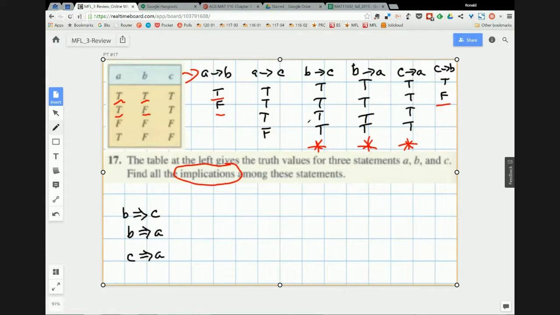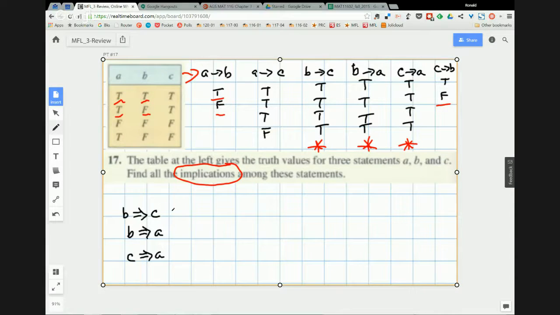Well, you can see that 3 of them did turn out to be tautologies. The ones that I put a red asterisk by. And so here's my answer down here in the corner. Okay, because if B then C is a tautology, that means B implies C. Likewise, B implies A, and C implies A.